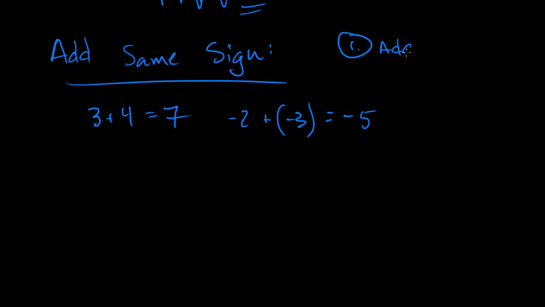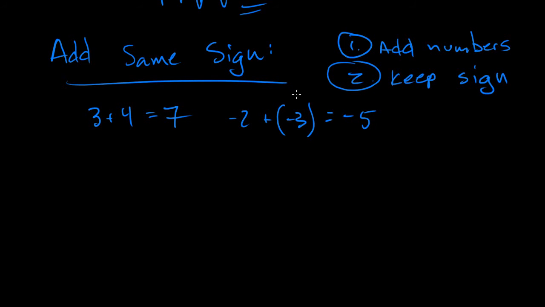A rule that we can remember for adding with the same sign is simply add the numbers and then take your answer and keep the sign, which means if the 2 numbers were positive, keep it positive in the answer. If the 2 numbers were negative, keep the answer negative.